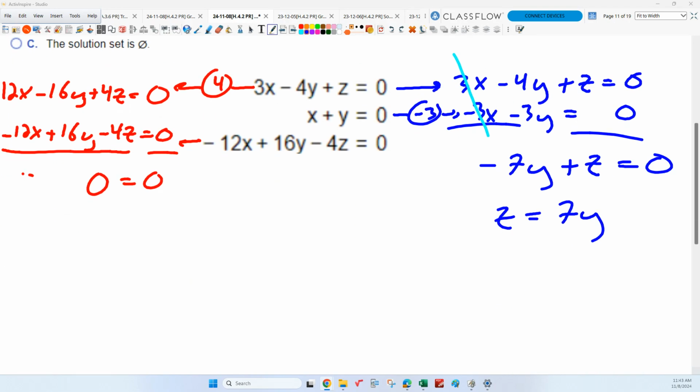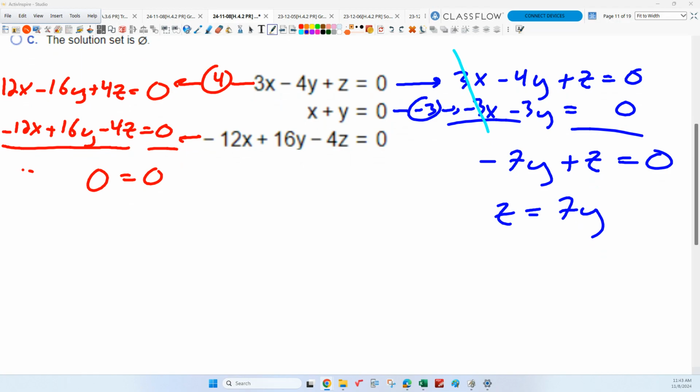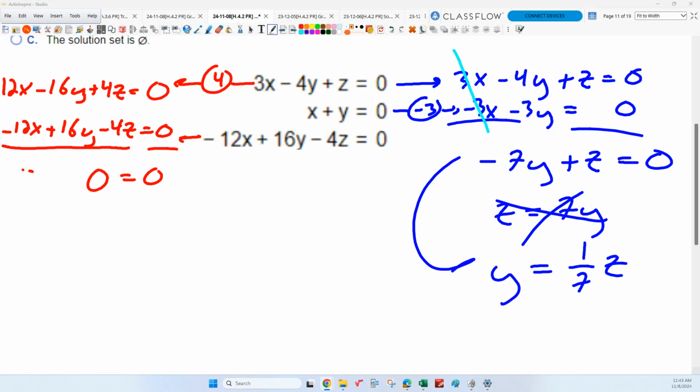Let's do it a different way. Rather than solve this for z, I'm going to solve it for y. Y equals 1/7 z. Everybody agree? Yeah. If I solve that, I get y equals 1/7 z, and I also know that x equals negative y. Okay?